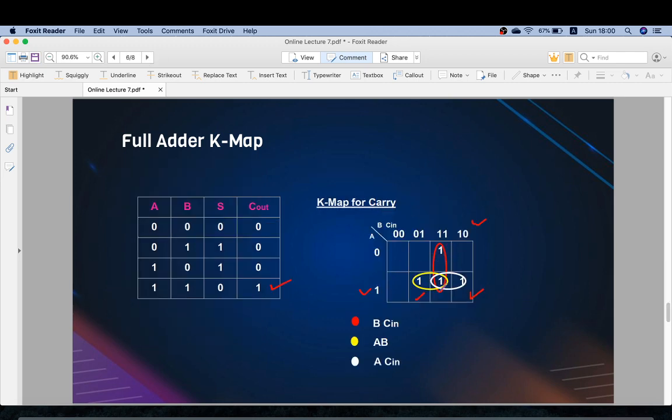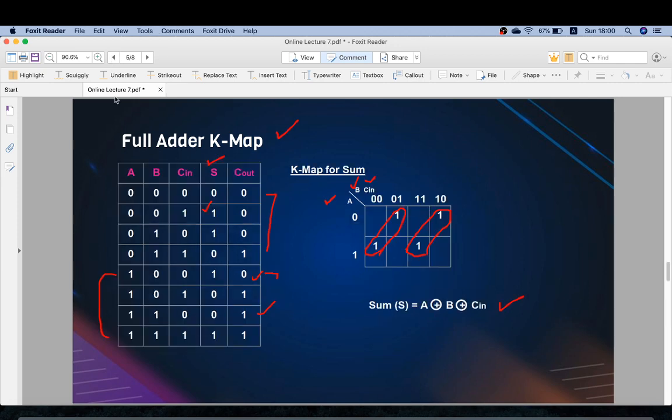So where is triple 1? 1, 1 and 1, and 0, 1, 1 here. So we have 4 variables, that is 1, 2, 3, and this one 4. So now we will make the equation for this.